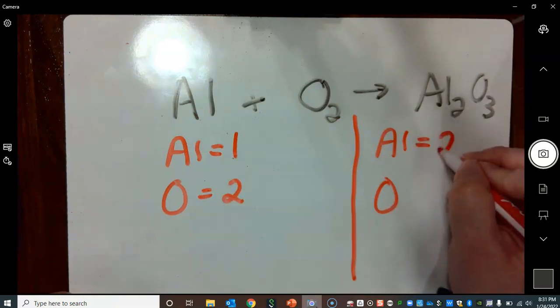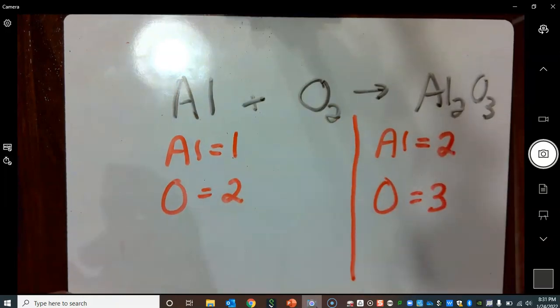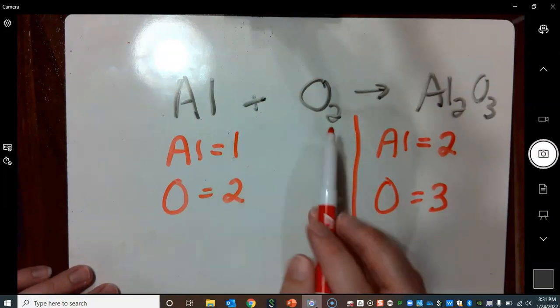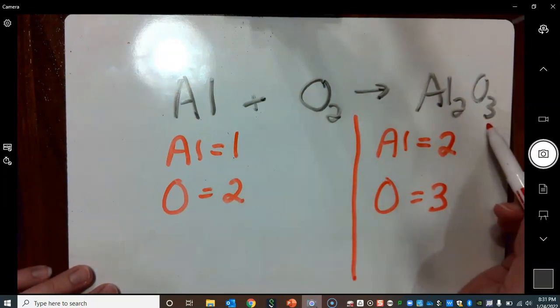On the right side, I have 2 aluminums and 3 oxygens. Okay, so I can see right now that neither atom is balanced. So I can start wherever I want. It's going to be easier to start with oxygen, so that's just where I'm going to start in this example. Now, I have 2 here and 3 here.